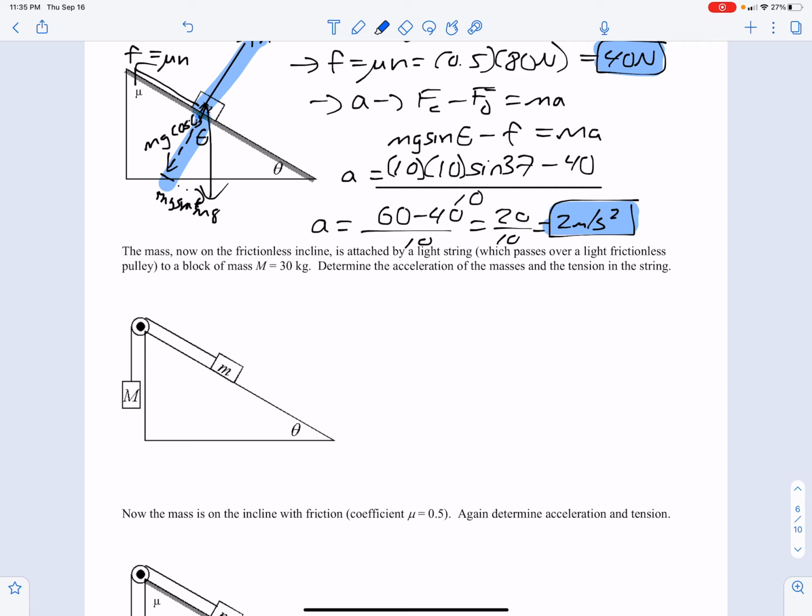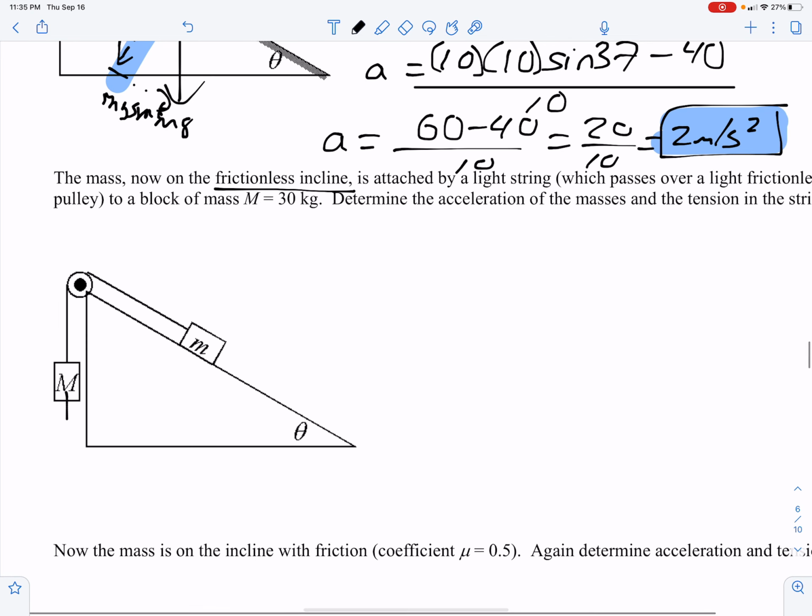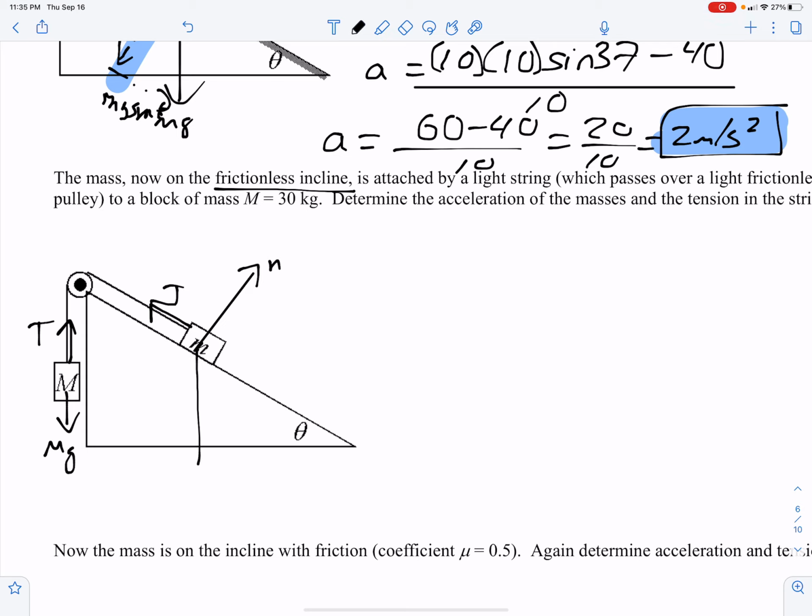Well, now we've got a system of masses connected by tension, but one is on an inclined plane. In this first situation, it's a frictionless incline. So you've got big mg going down, tension going up, normal force going out, mg going straight down, mg cosine balancing the normal force, and mg sine pointing downhill.